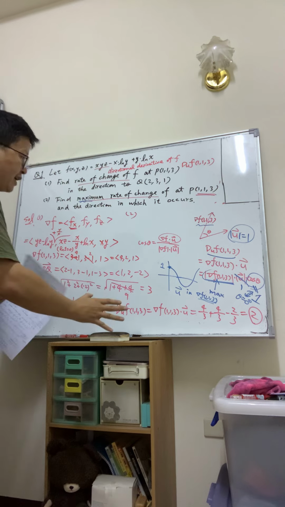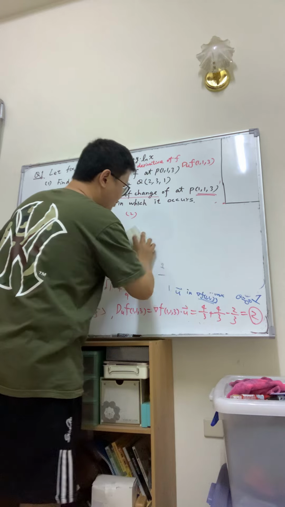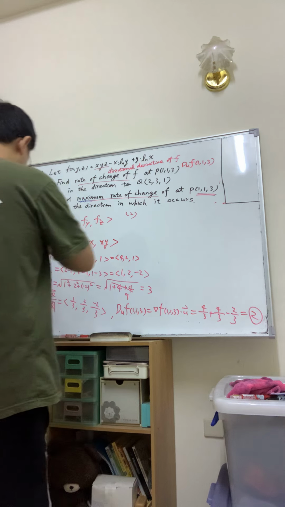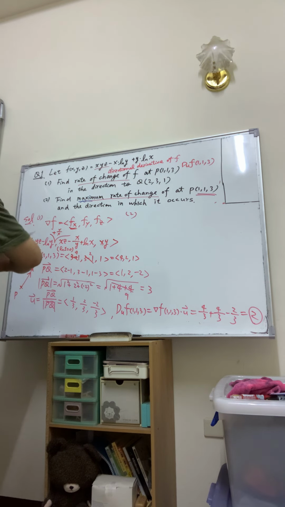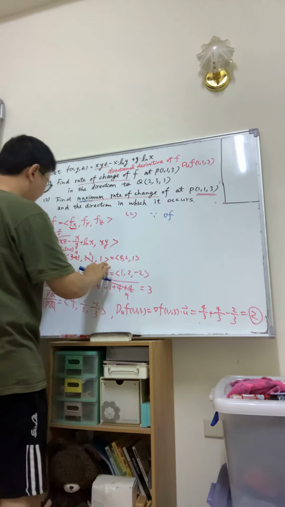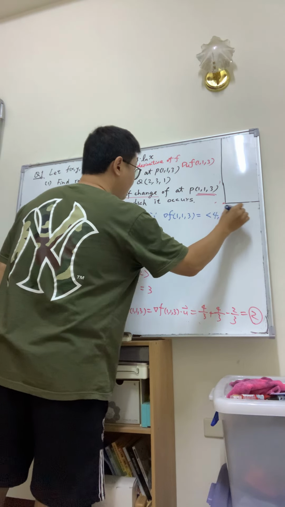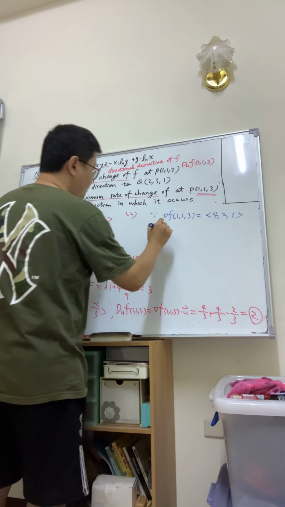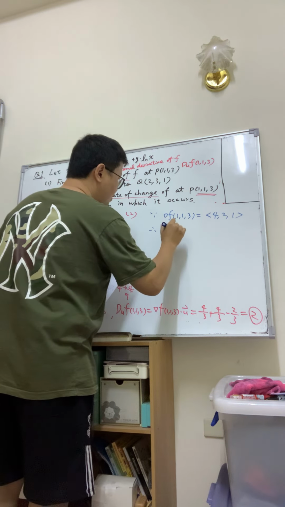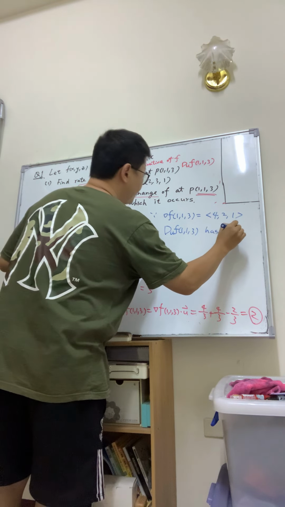So I just explained the details of the result again. For this one, of course, you could write down the solution directly, since we know that the gradient f at (1, 1, 3) is equal to (4, 2, 1), so the directional derivative of f at (1, 1, 3) has the maximum.